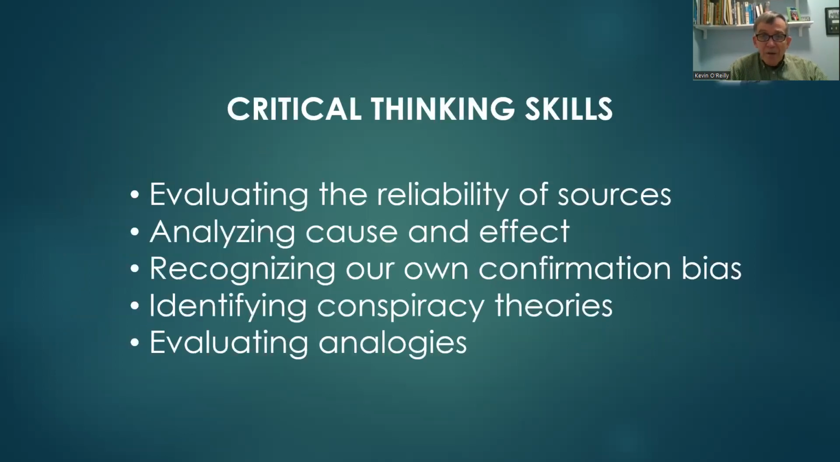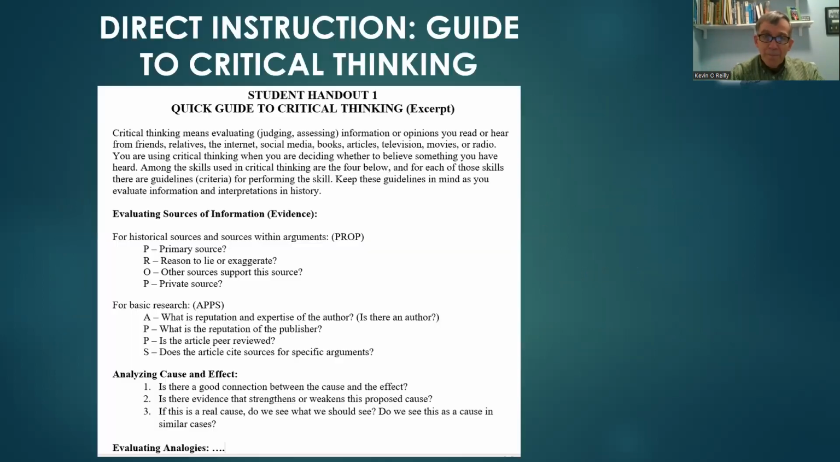The critical thinking skills are evaluating the reliability of sources, which many other programs do. And the way I do it is a little different, but I respect them. That's fine. But it also does analyzing cause and effect, recognizing our own confirmation bias, identifying conspiracy theories, and evaluating analogies. There's another video on how I do each of these skills. So you want to look at the one that says skills to look at that.